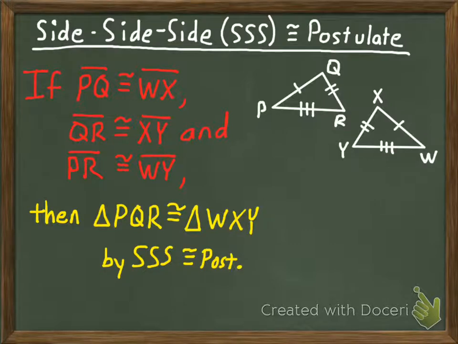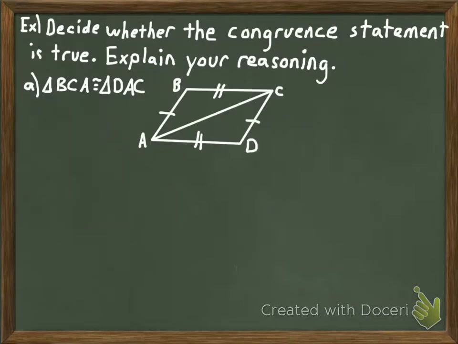Excellent. Let's see how we can use the side-side-side congruence postulate. What I'd like us to do in these next couple of pictures is to decide whether the congruent statement that is given to you is true and explain your reasoning. And you see the congruent statement right there. I'm going to highlight it because it's kind of close to the picture. So is triangle BCA congruent to triangle DAC? And we're going to explain our reasoning.